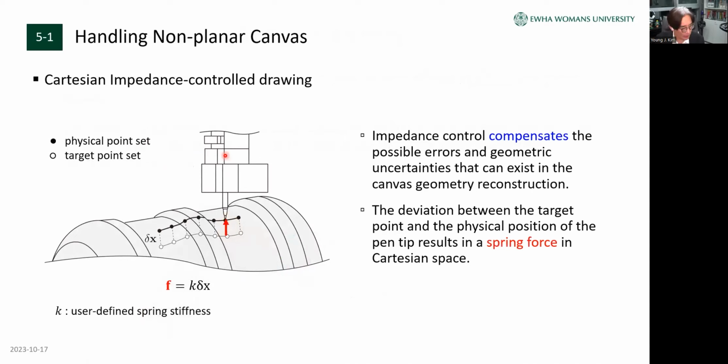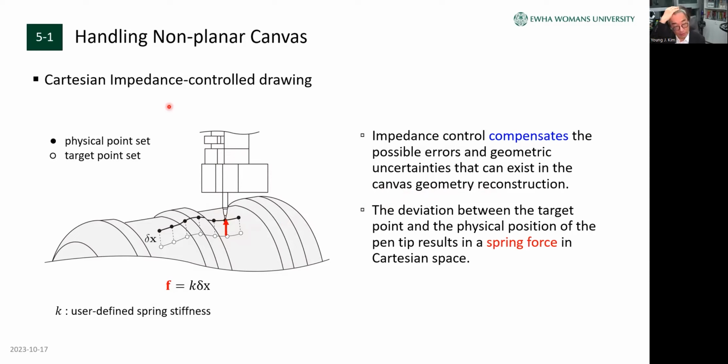And then the next problem to realize drawing on the target canvas is that, again, the target canvas geometry estimation may not be accurate. There could always be some errors in the convex geometry reconstruction. If you ask a robot to draw something on that inaccurate convex geometry, the robot may not be able to finish the drawing. So we need a better way to do it. In our case, we use a very well-known technique in robotics control, which is impedance control.